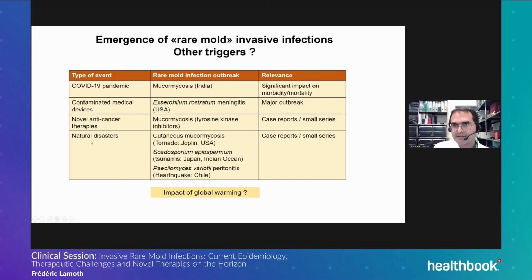And natural disasters have been associated also with invasive fungal infections, like cutaneous mucormycosis after the tornado in Joplin, Scedosporium infections following some tsunamis, or some rare outbreaks of Bipolaris after an earthquake in Chile. So we can also ask, is there an impact of global warming on these rare molds, possibly on a shift, on an extension of their geographical distribution?